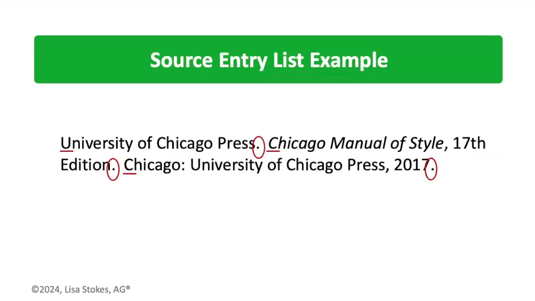So here's an example. We have our capitalization at the beginning. This is the entity that created this source. After we are finished stating that, we use a period. Then the next element is the title of the book, and it starts with a capital and it ends with a period. Then we have the publisher information. Again, starts with a capital, ends with a period. We do have a colon and a comma in there to separate some of that publication information, but that is what is included in this element of a source list entry.